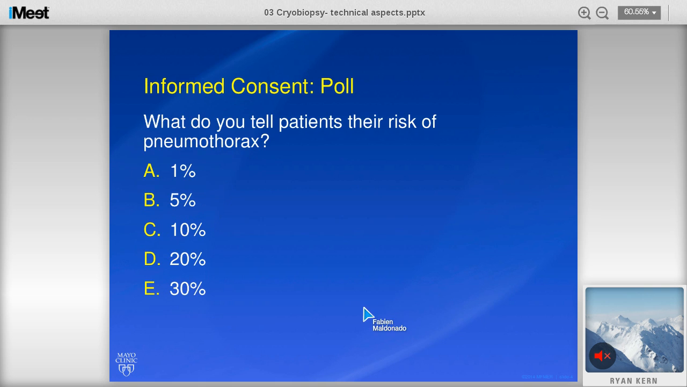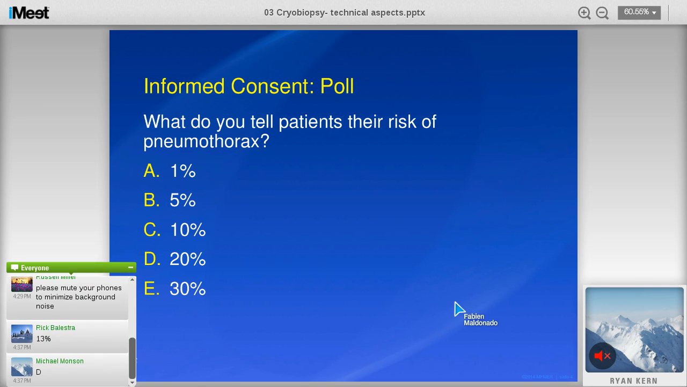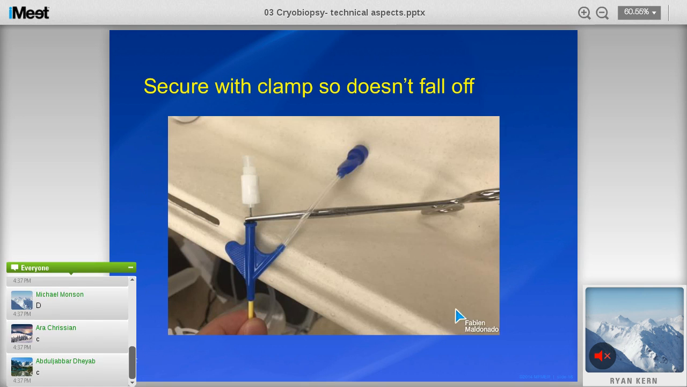So first of all, I just have a little poll for the audience. I hope everyone can see everything okay. So just a poll for everyone. What do you tell your patients the risk of pneumothorax is? Just wanted to get a general feel for the audience when you're consenting your patients. Is it 1%, 5%, 10, 20, or 30?